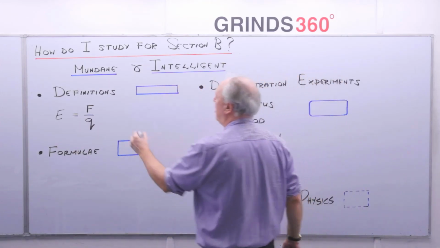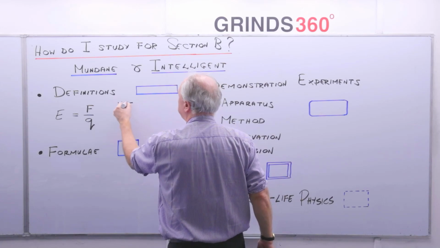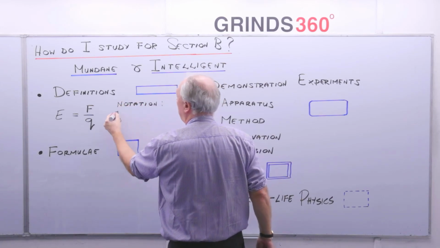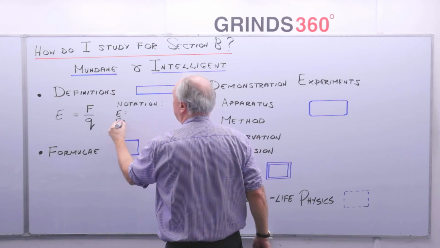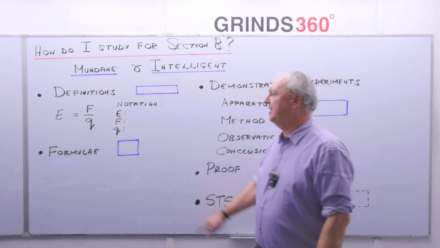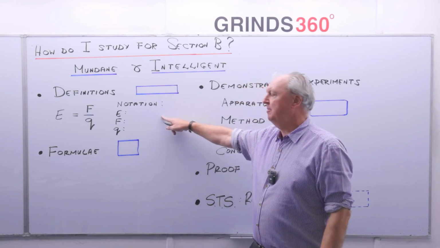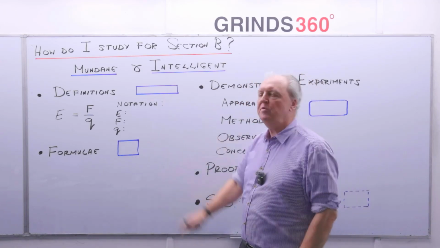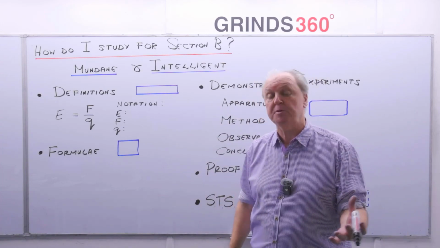The other half comes from what's called the notation. The notation is, what does everything stand for? What does E stand for? What does F stand for? What does Q stand for? You've got to fill that in. E is electric field intensity, measured in newtons per coulomb. F is force measured in newtons. Q is quantity of charge measured in coulombs.